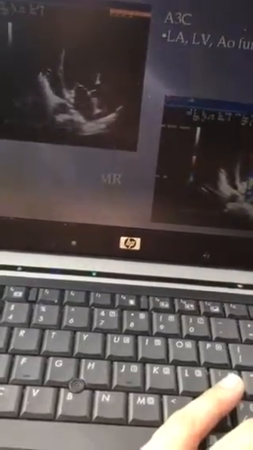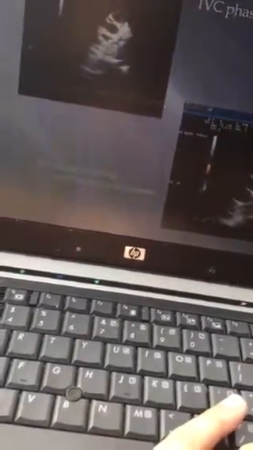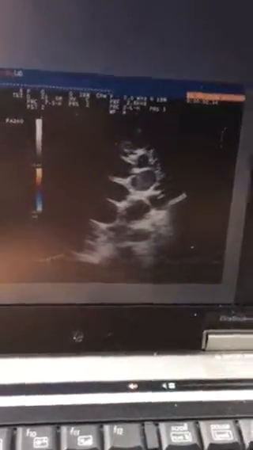In the A3 view, we can see the LA, the LV, and the aortic function. When we put color on there, we can see that mitral regurg. Then we look at the IVC to see that it's phasic. And we actually happen to see some of this multicystic liver disease in the patient's liver. And there's the report. I hope you enjoyed it.